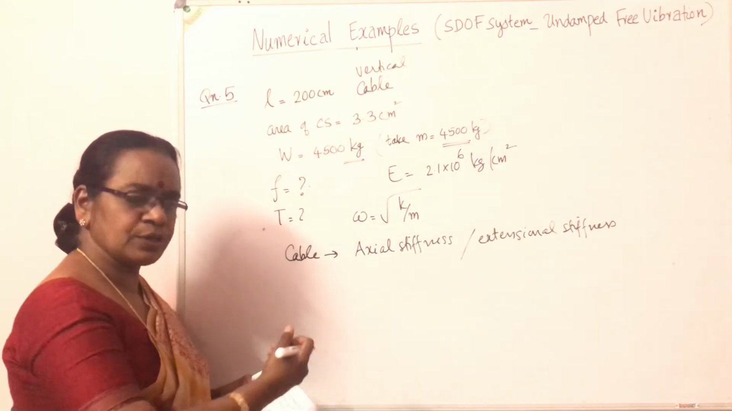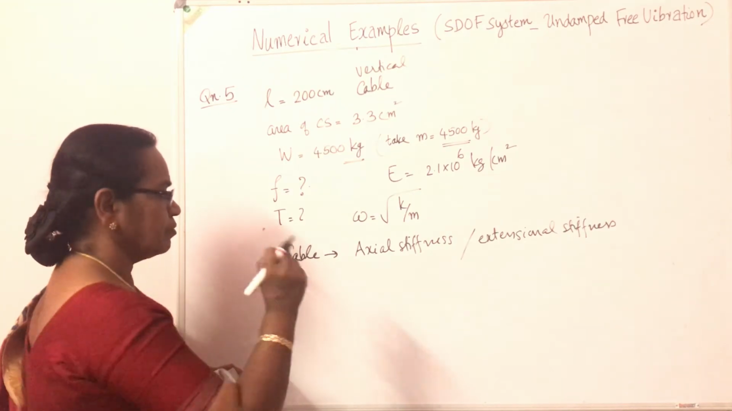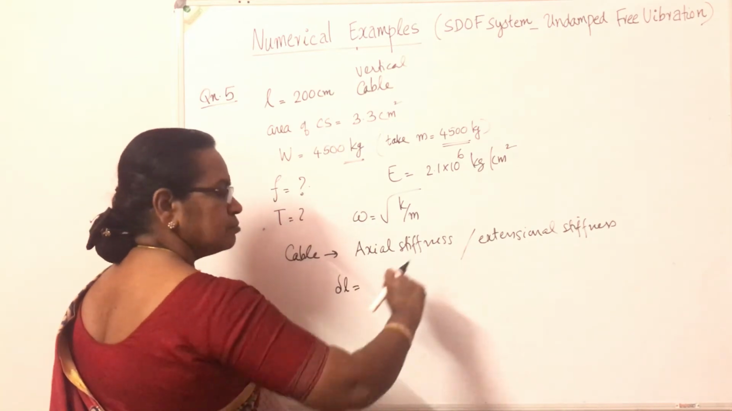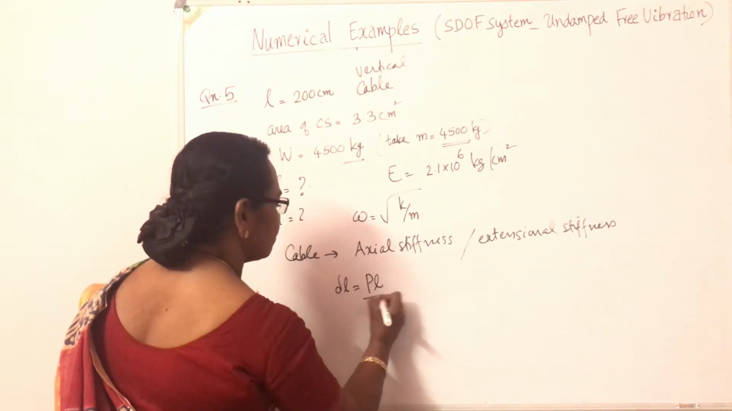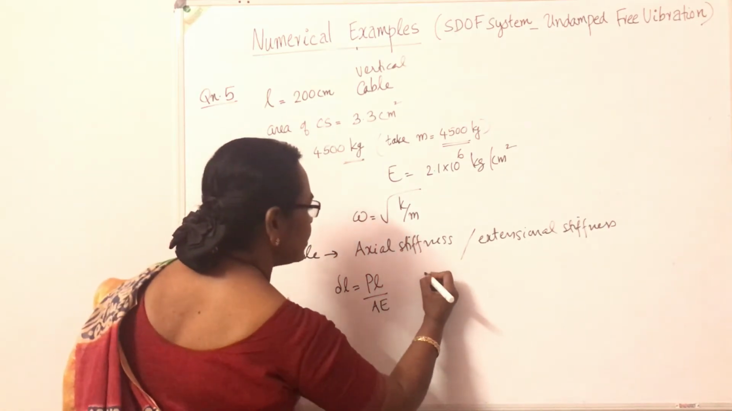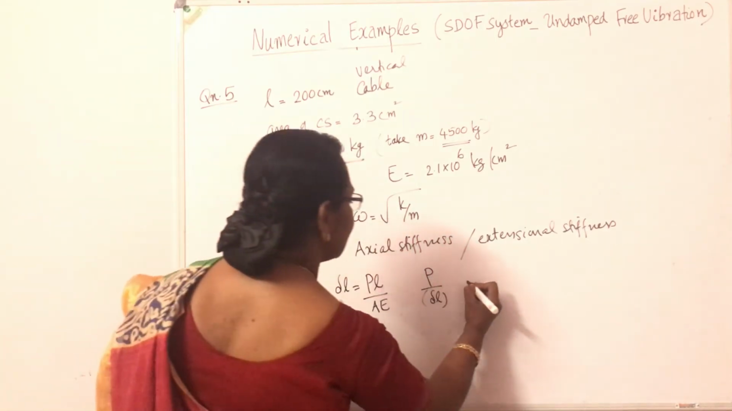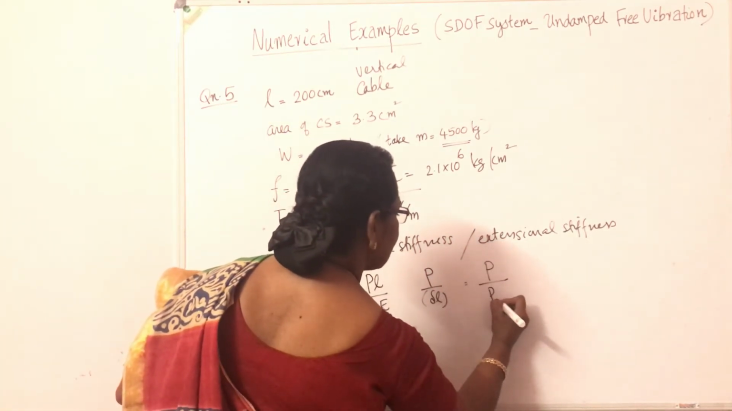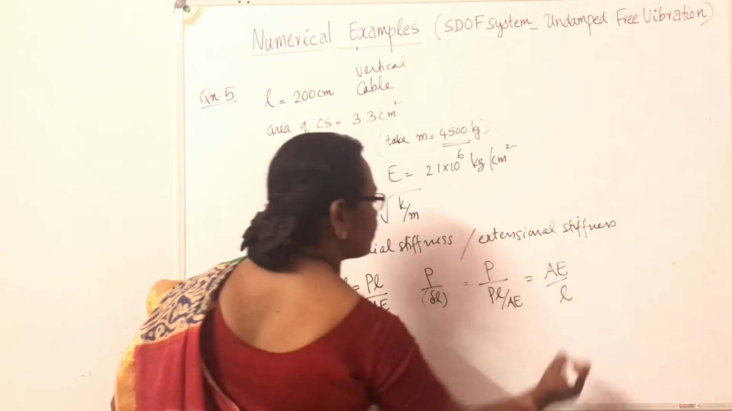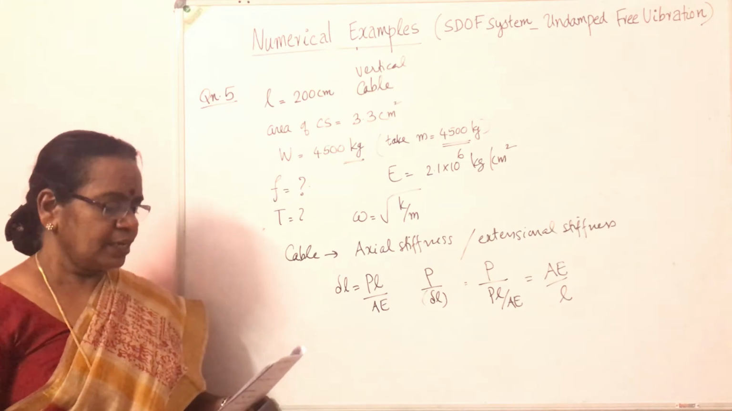Extensional stiffness means the load required to pull it by 1 millimeter or unit displacement in the axial direction. We have studied in your mechanics of solids, delta L, the deformation of a tension member, is PL by AE. What is stiffness? Stiffness is equal to load by delta. So P by PL by AE. So the extensional stiffness, or the axial stiffness for cables, is AE by L.